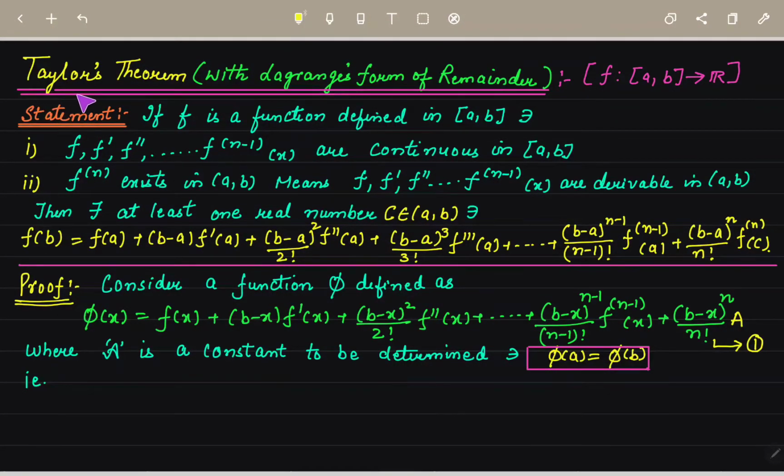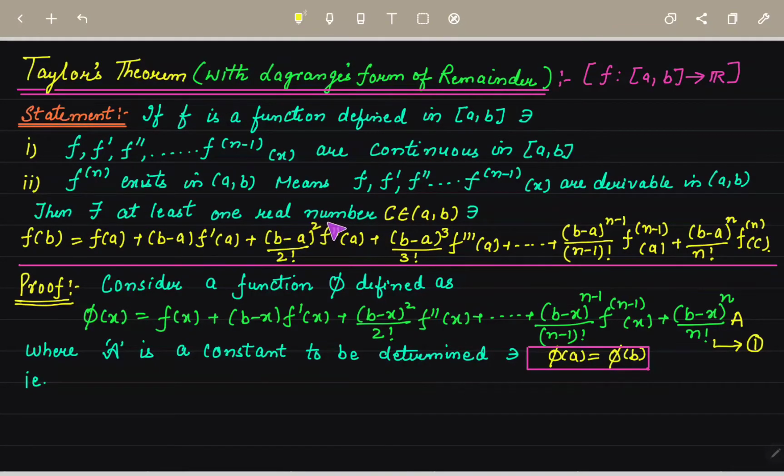Today I am going to teach you Taylor's theorem with Lagrange's form of remainder. This theorem states that if f is a function defined in the closed interval [a, b] such that f and its derivatives up to n minus 1 are continuous in the closed interval [a, b], and the second condition is that the nth derivative of f exists in the open interval (a, b), then what happens?